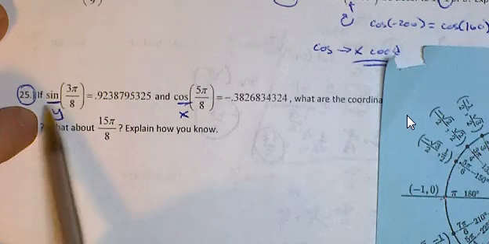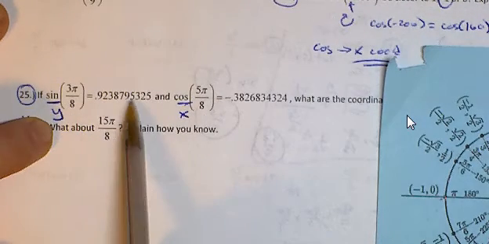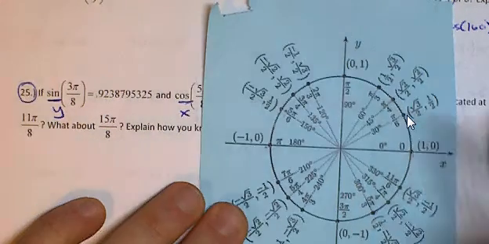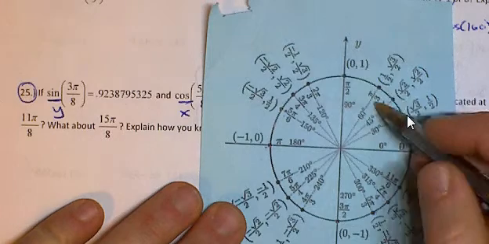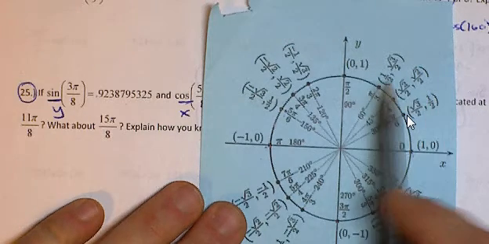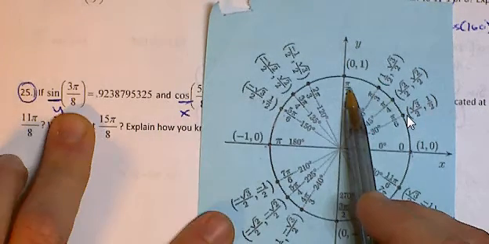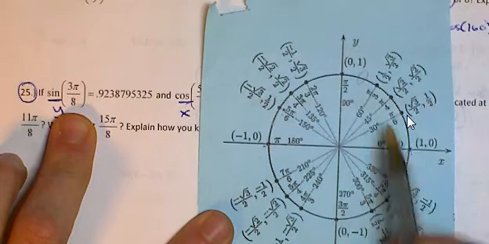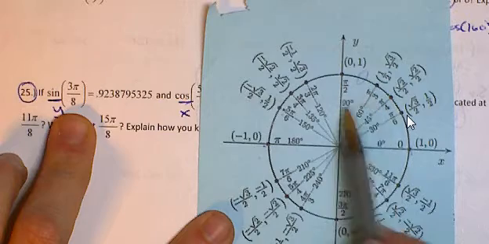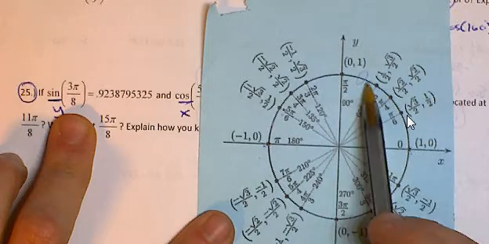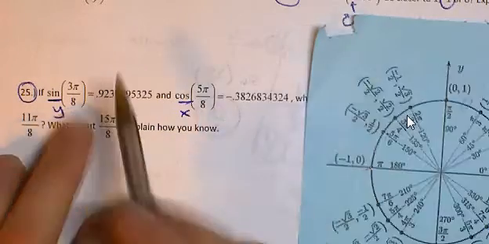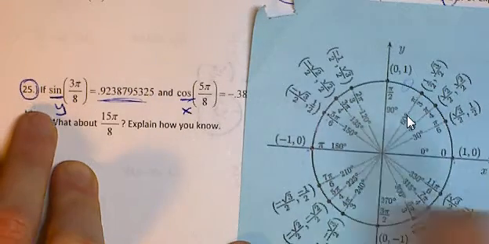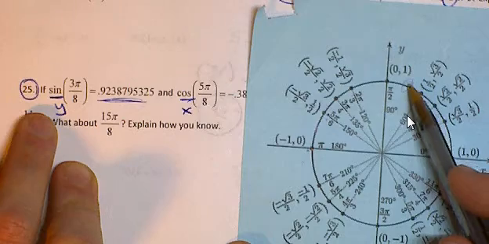Knowing that the sine of 3 pi over 8 is this number means that that's the y-coordinate, and 3 pi over 8 would be in the first quadrant because it would be just before 4 pi over 8, which would be pi over 2. So 3 pi over 8 would be somewhere over here. This y-coordinate happens to be positive because what we were given was in the first quadrant, and y is positive in the first quadrant.